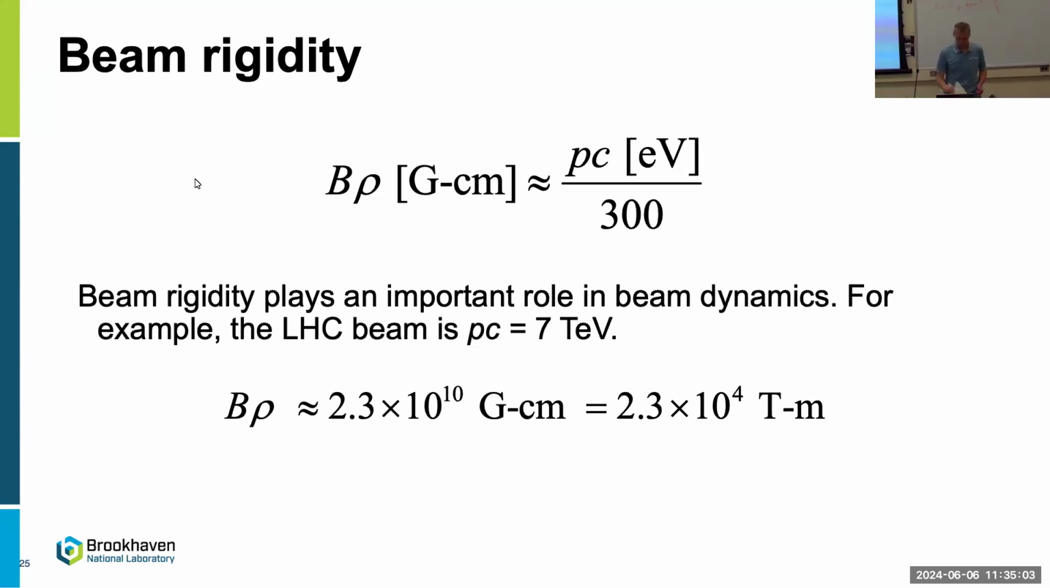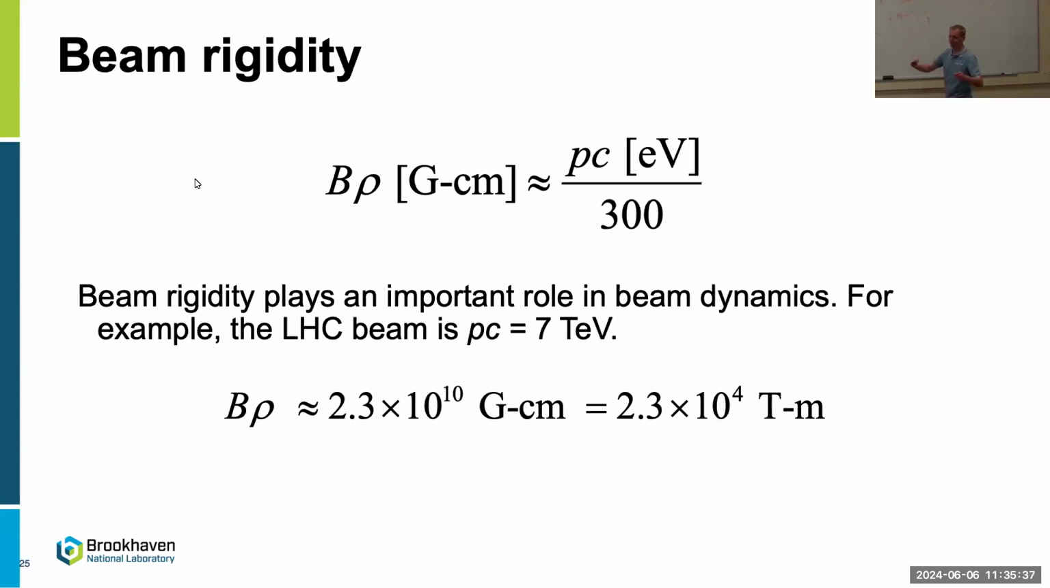So now I can tell you that the dipoles at the LHC are 15 meters long. These are the dipole magnets. Each one is 15 meters long. And the number of dipoles is 1276. Where am I going with this?